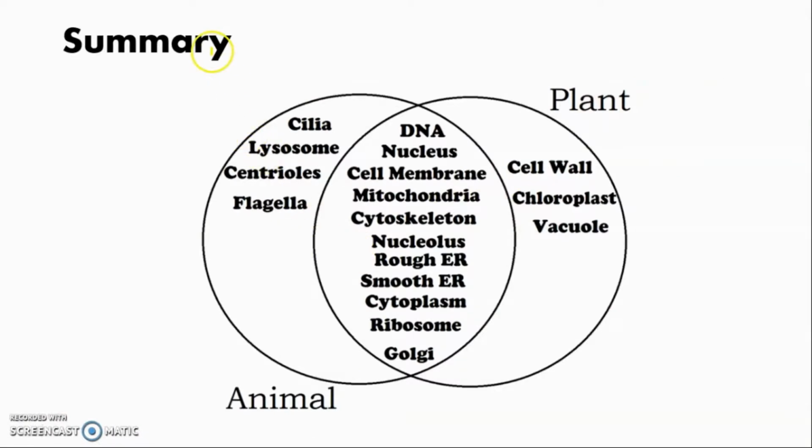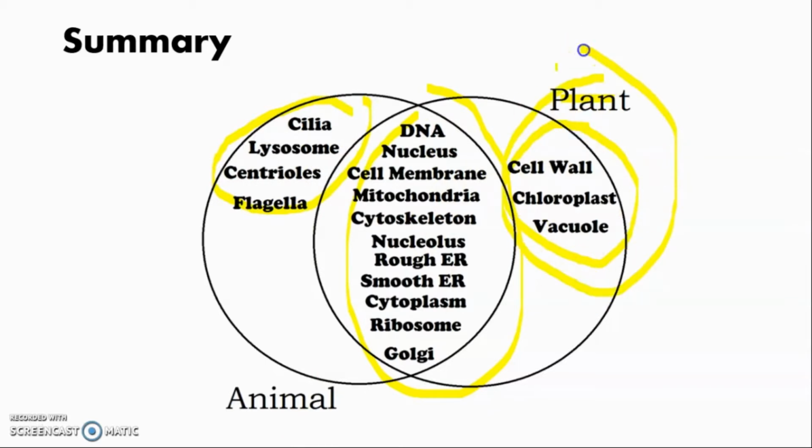To summarize our lesson, there are similarities and differences in terms of structure and function for the plant and animal cells. For the similarities, these are the organelles which can be found in both the plant and animal cells, and these are the exclusive organelles for the plant cell and for the animal cells.